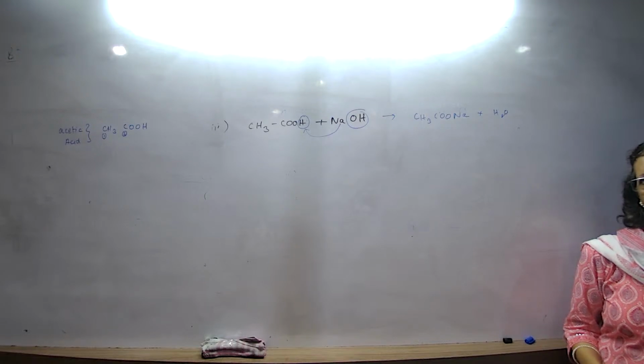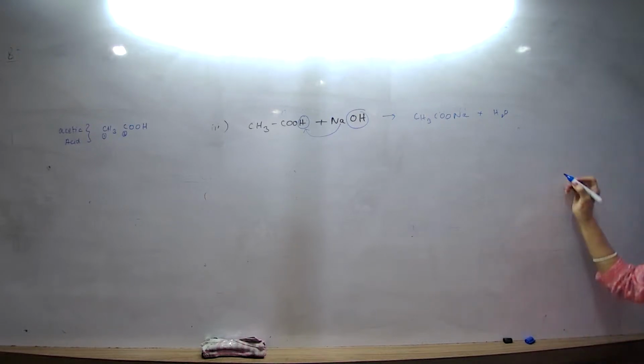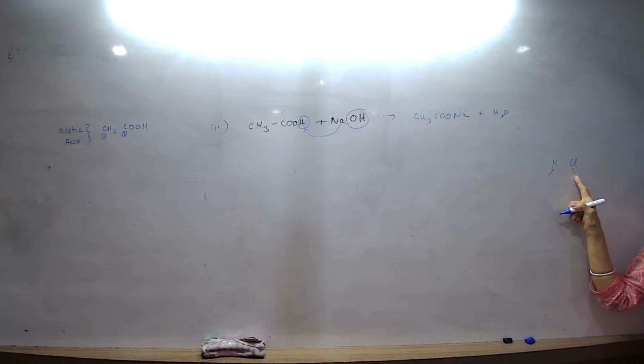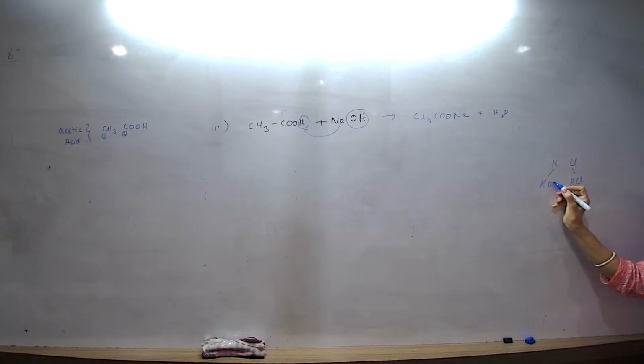KCl, the basic one. You're talking about K and Cl. Where did this K come from and where did this Cl come from? You're talking about acid and base here. Cl is coming from HCl and this K is coming from KOH. This is a strong acid, this is a strong base. Neutral salt.